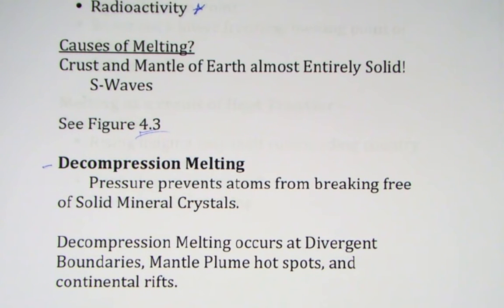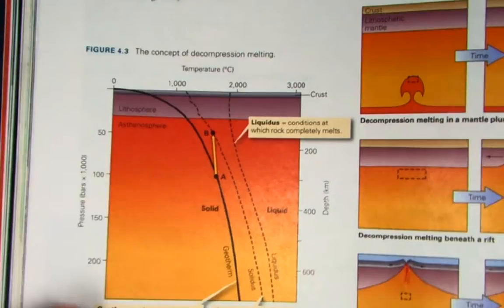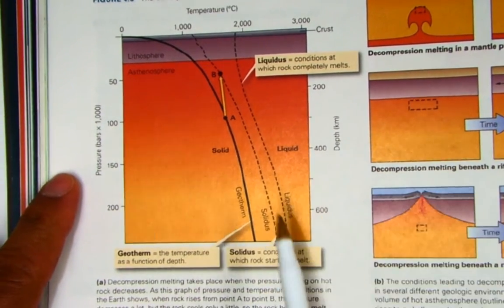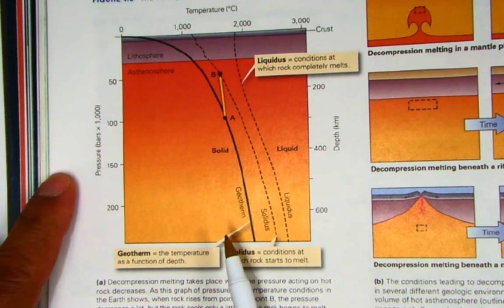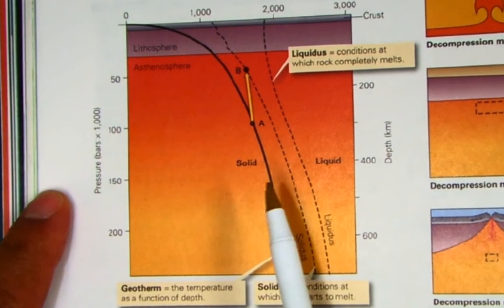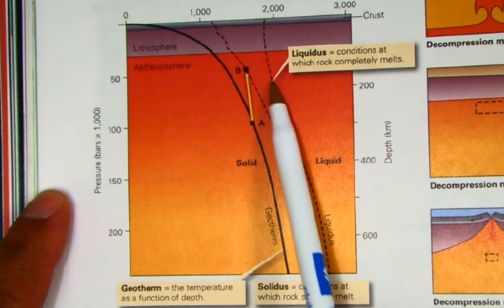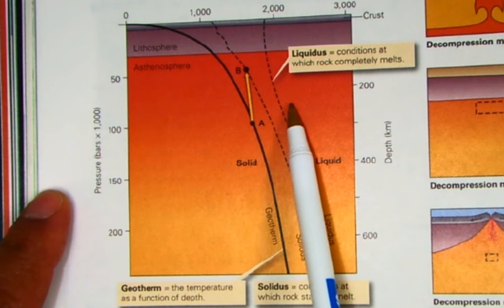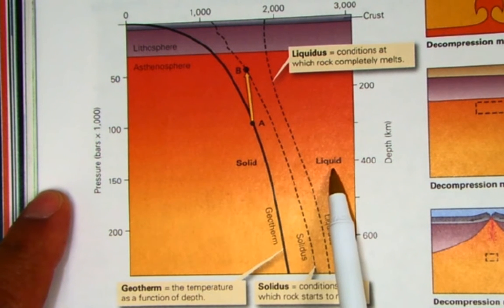And so this decompression melting occurs at divergent boundaries, mantle plumes, hotspots like Hawaii, and at rifts like the East African rifts. Now, if we look at this figure 4.3 in your textbook, this is what it's referring to, right? There's a few things I want to point out here, though, and this will be important for later on. Note that there's this dashed line called a liquidus. And the liquidus is a line where if you cross it to higher temperatures, you're going to have 100% liquid. Think of this as 100% magma over here.